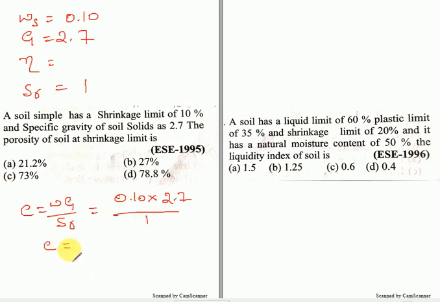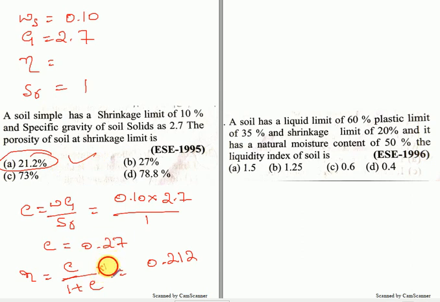The value of e, you will get it as 0.27. Then they are asking us to find the porosity. Porosity is equal to e divided by 1 plus e. That comes to be 0.212. If it is in terms of percentage, multiplying by 100, it comes to be 21.2 percent.